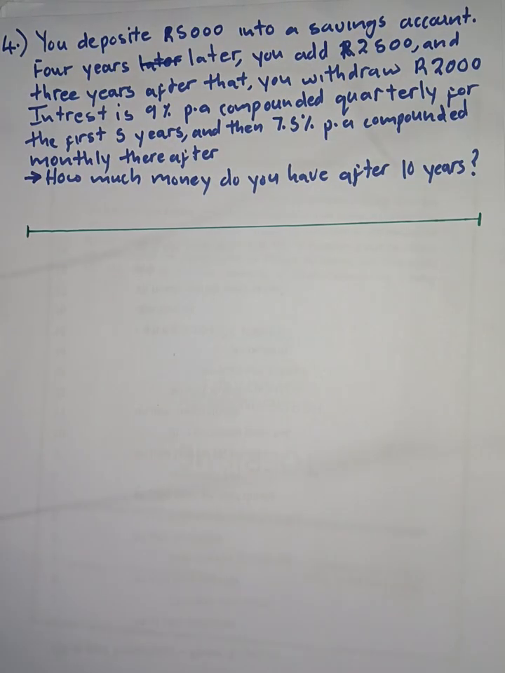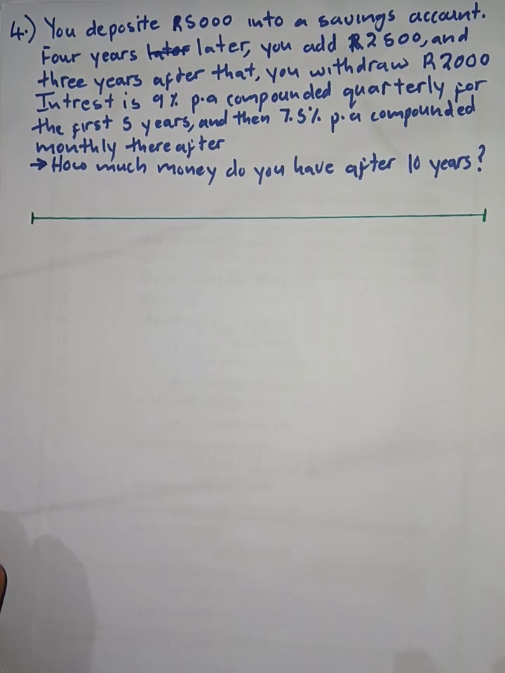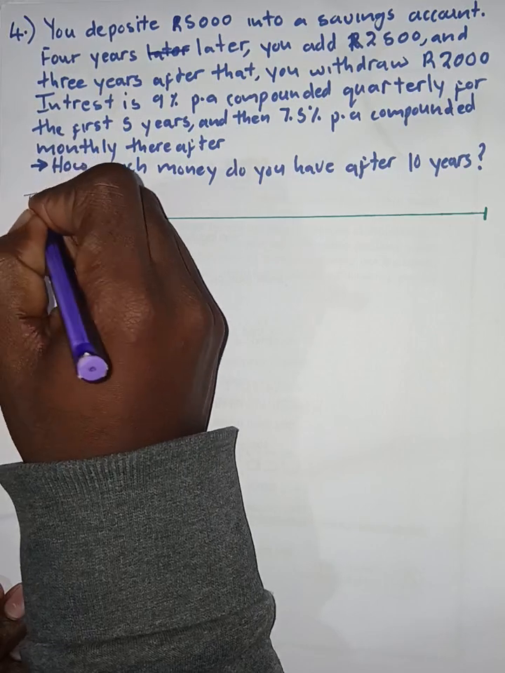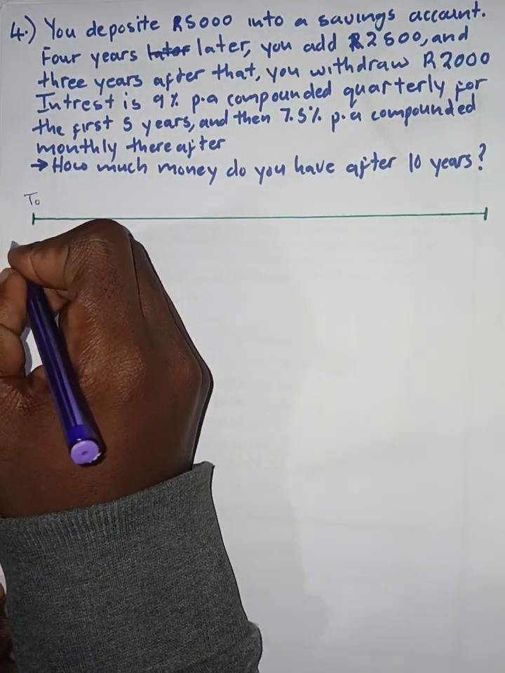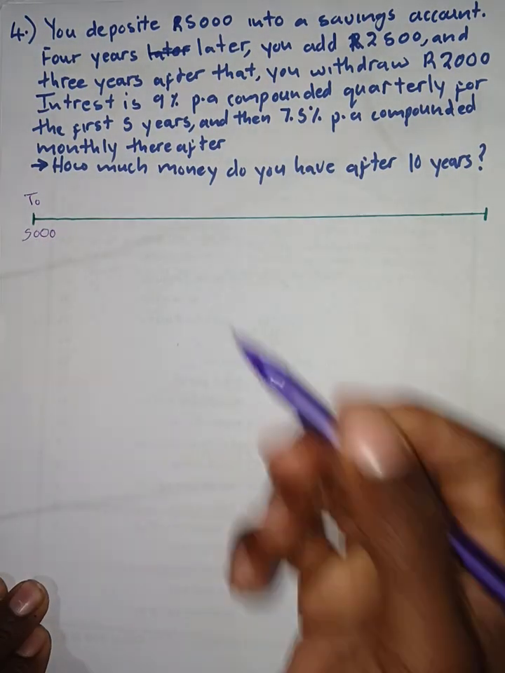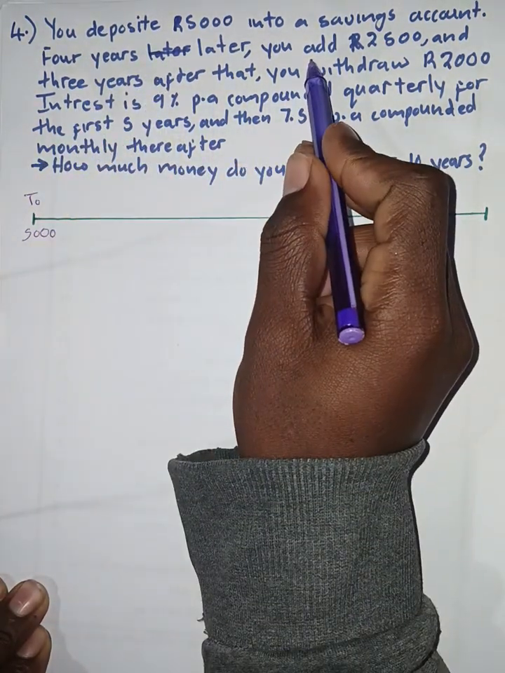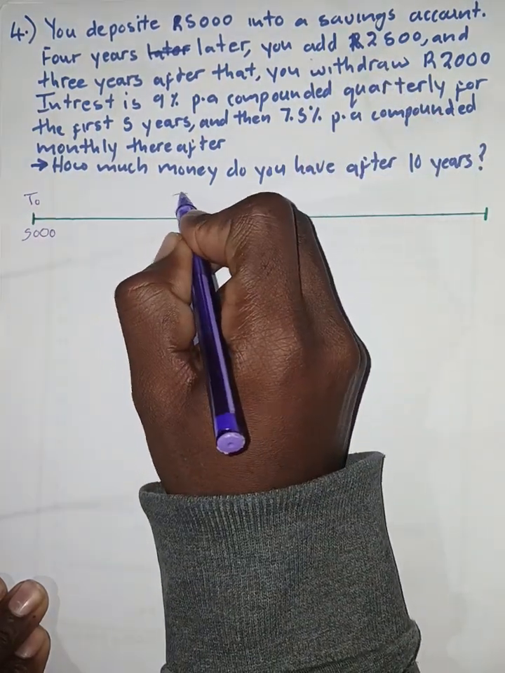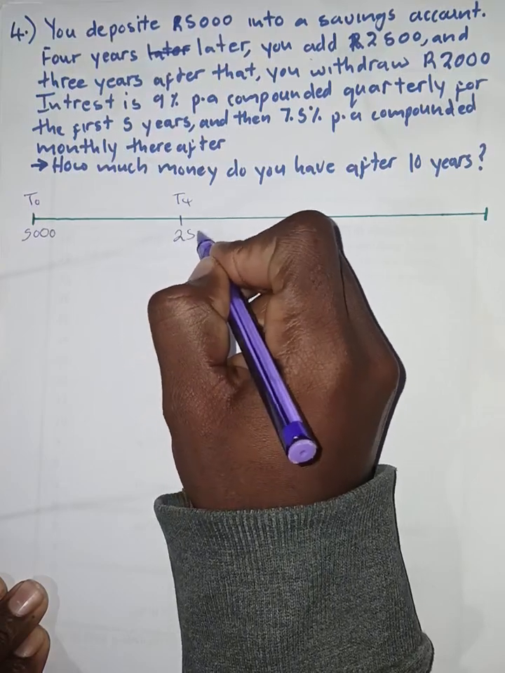And the last one, of course, this is a timeline question. Again, you can pause it and try it, and you can watch the solutions. Now they said that you deposit 5,000 into a savings account. So at T0, what we did was that we deposited how much? That was 5,000. And then they say 4 years later, you add another 2.5, of course. So at T4 we would add another 2.5, right?